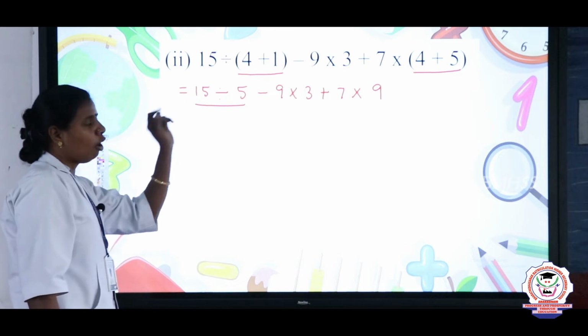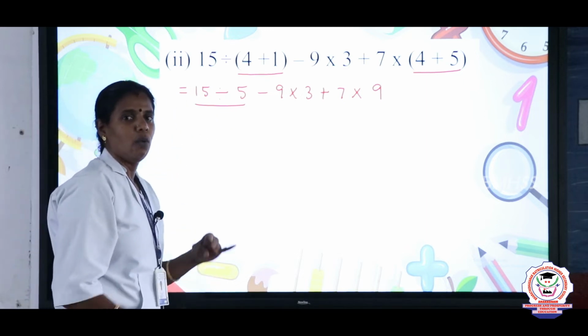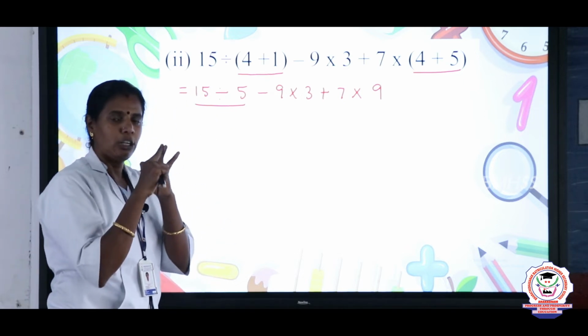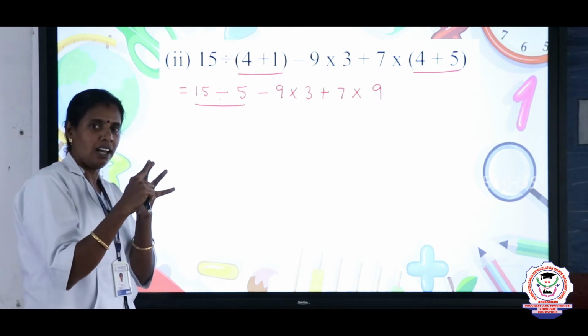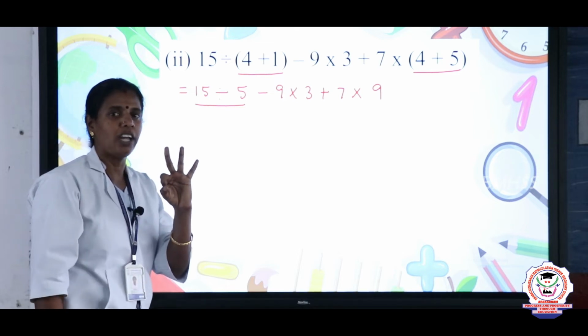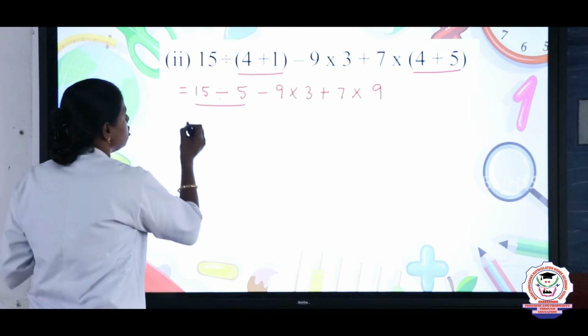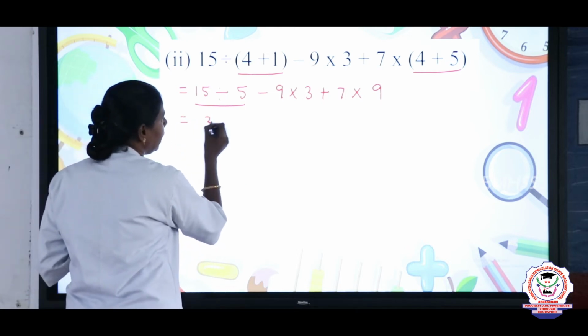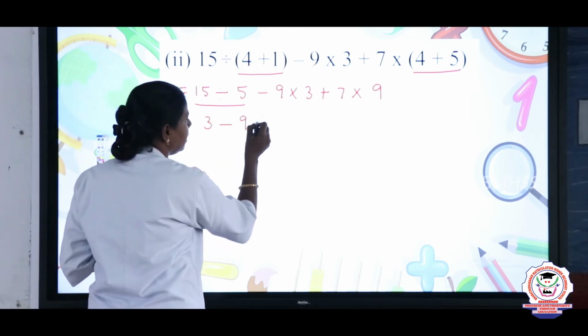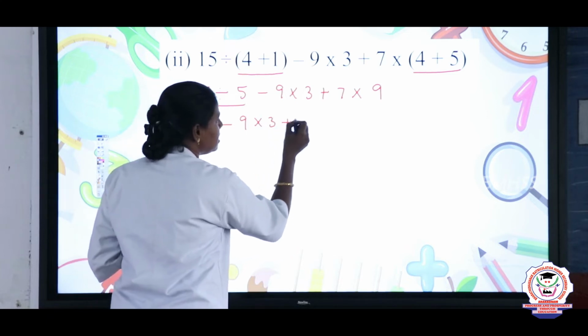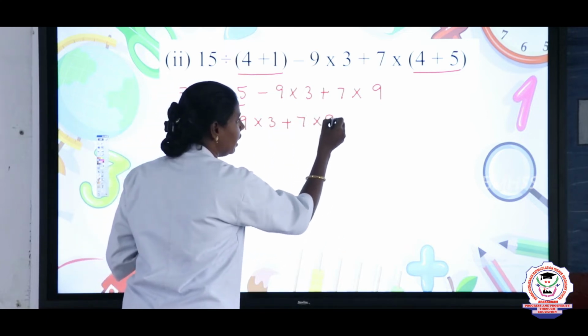In the 5 table, how many times can we get 15? 5 ones are 5, 5 twos are 10, 5 threes are 15. So how many times are we getting? 3 times, right? So we are going to take 3 minus 9 into 3 plus 7 into 9.